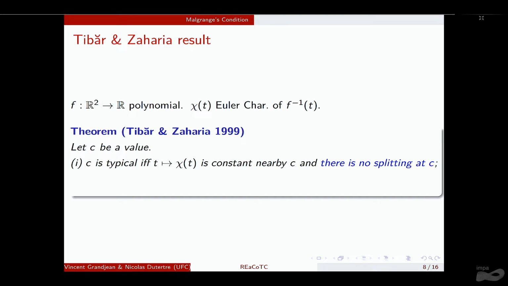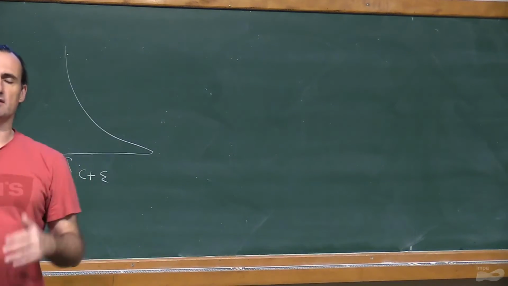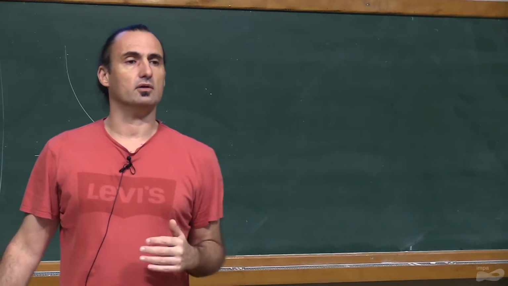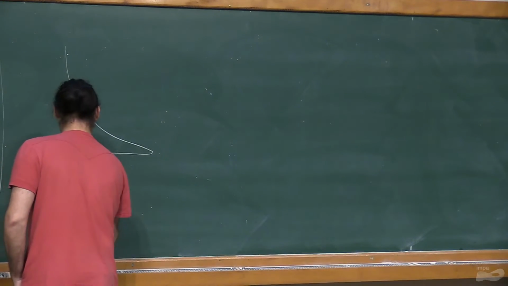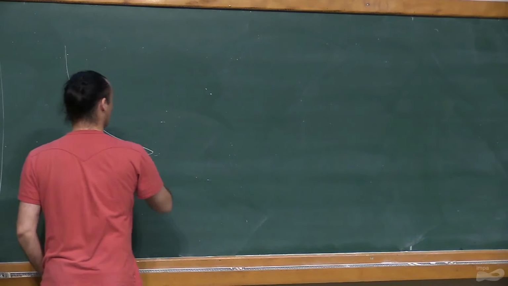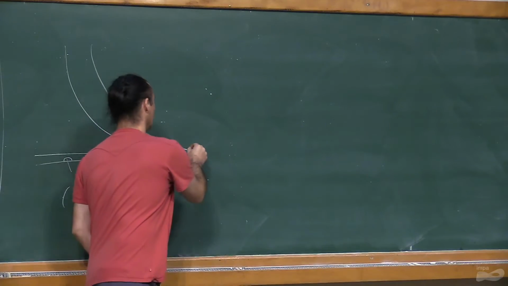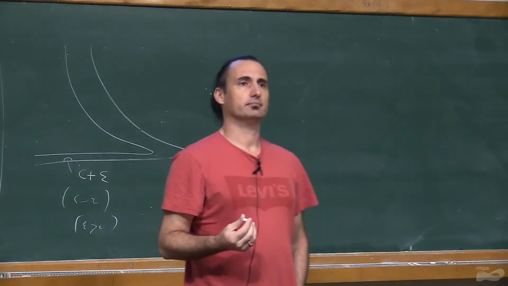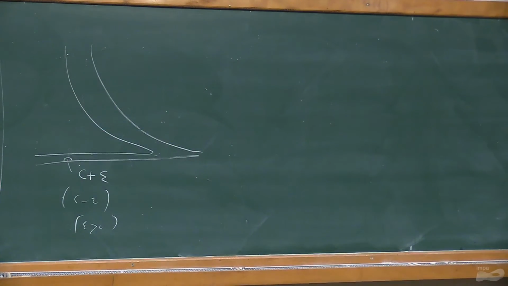You need that there is no splitting in C. And what does it mean? It means I cannot have a phenomenon like this. So for instance, here I have a collection of fibers, a connected component of a level C plus epsilon of the function, or C minus epsilon. And then when epsilon tends to 0, these produce two connected components. This is a splitting. So this phenomenon is not allowed.